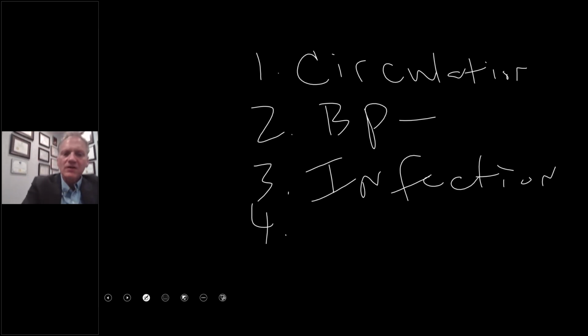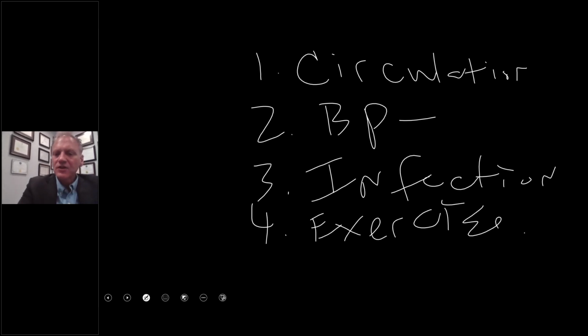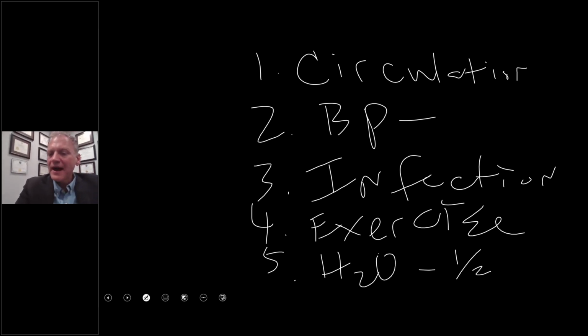So number four, these people are going to need to exercise. Why? Because they have to increase circulation. Number five, they need to drink water. You need to drink at least half of your body weight in ounces per day. So if you weigh 150 pounds, half of that will be 75. You need at least 75 ounces of water, good water.